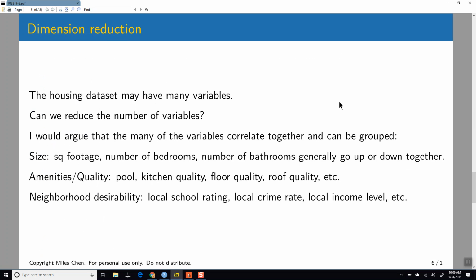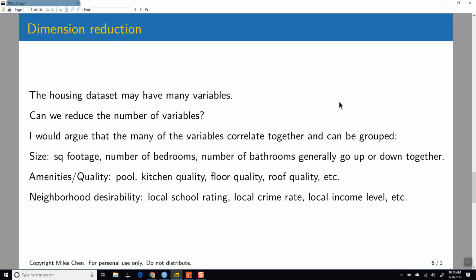And I would say another variable will be the amenities and quality of the house. In general, if the house has had its kitchen redone, its floor has probably also been redone in the past 5 or 10 years. You generally don't have one part of the house falling apart, like the roof, but the kitchen, they just spent $20,000 redoing. So these things generally correlate together as well, along with other amenities.